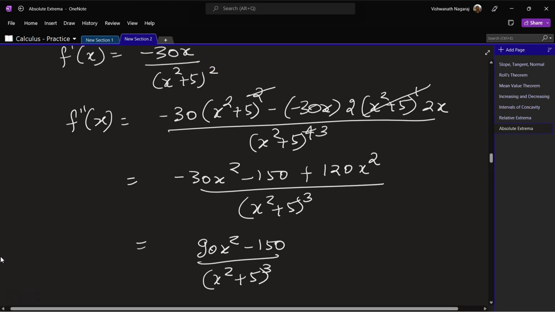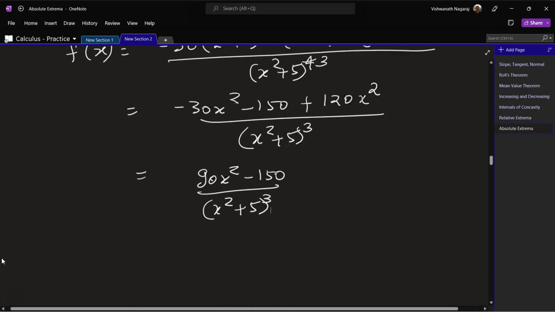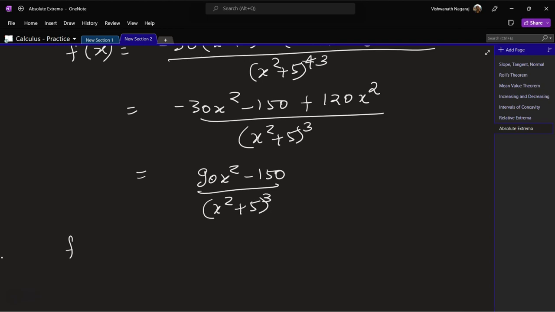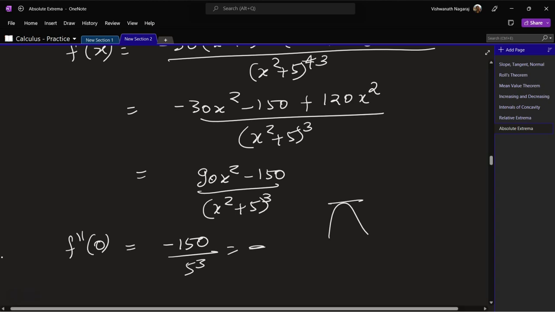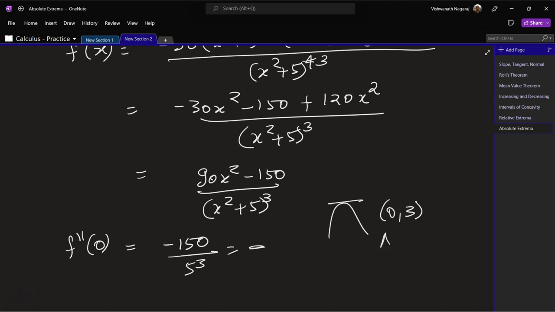Now let's remember our point was 0 comma 3. So let's figure out f double prime of 0. This becomes minus 150 by 5 cube. We don't have to evaluate it, it is a negative number. That means it is concave down. That means this point 0 comma 3 is going to be the absolute maxima.